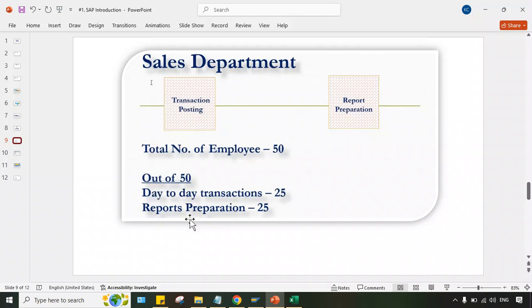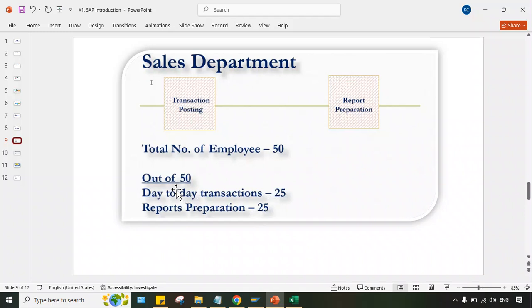Transaction posting. Now the remaining 25 people are involved in report preparation, because different kinds of reports are also required to be prepared, guys. The management takes further and future decisions based on the reports only. So they need various kinds of reports. Those reports are supposed to be prepared manually, because if they are not using any software or ERP, of course every activity is being done manually, isn't it? So total number of employees, how much? 50. Out of which 25 people for day-to-day transaction recording and 25 people required for report preparation.